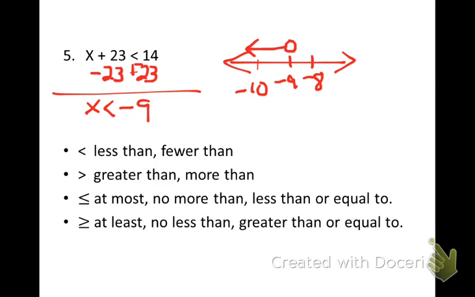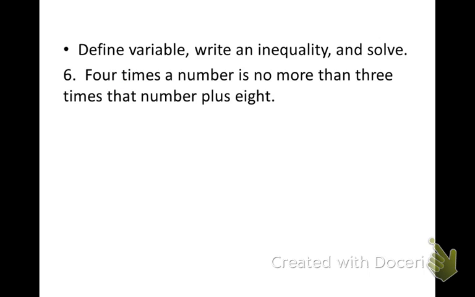Now remember some other words that your signs can mean. We read it less than, but it can also mean fewer than, and greater than can mean more than. The less than or equal sign can mean at most. The most something can be is this number, or no more than. And the greater than or equal to would be at least or no less than. So you might have to use this slide when you get back to doing word problems, and you've got to interpret what symbol you're trying to use.